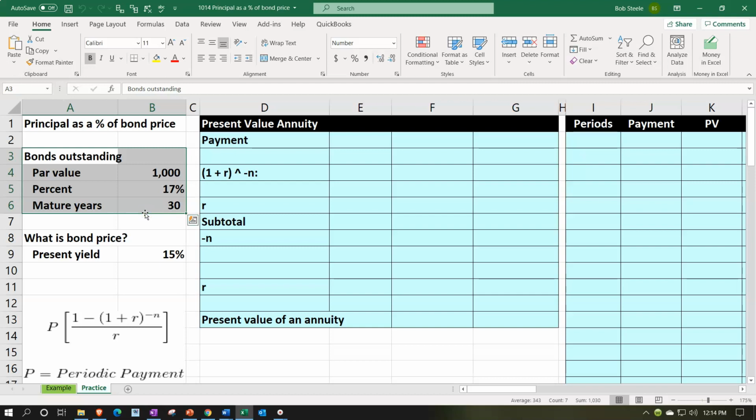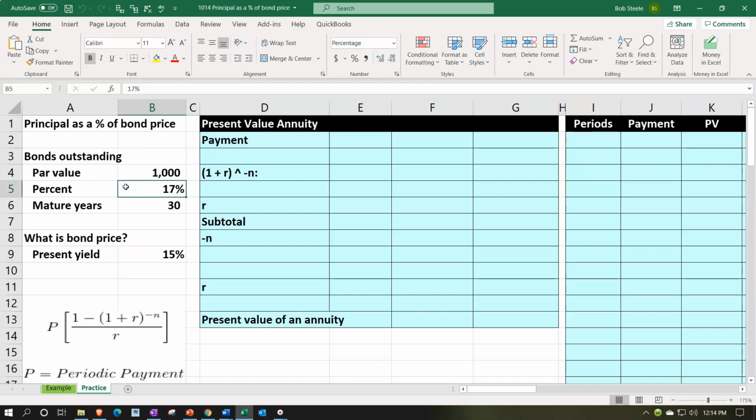The up top information: the par value 1,000, the percentage 17%, matures in 30 years. You can consider this stuff as if you're imagining actually looking at the bond and seeing it on the bond, as opposed to this item down here, which would be like the market price, the yield, the market expectations. You see the market expectation here as having a percent less than what the bond has.